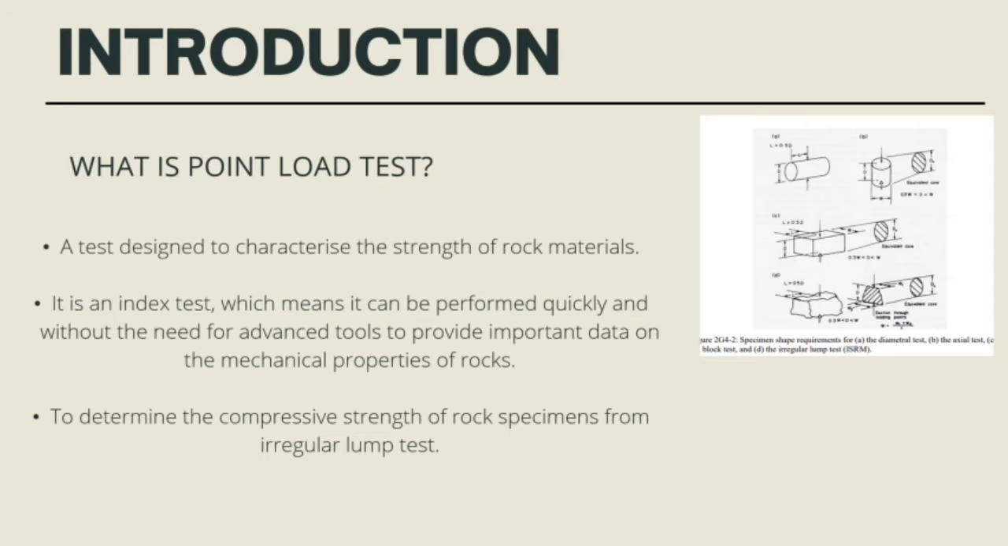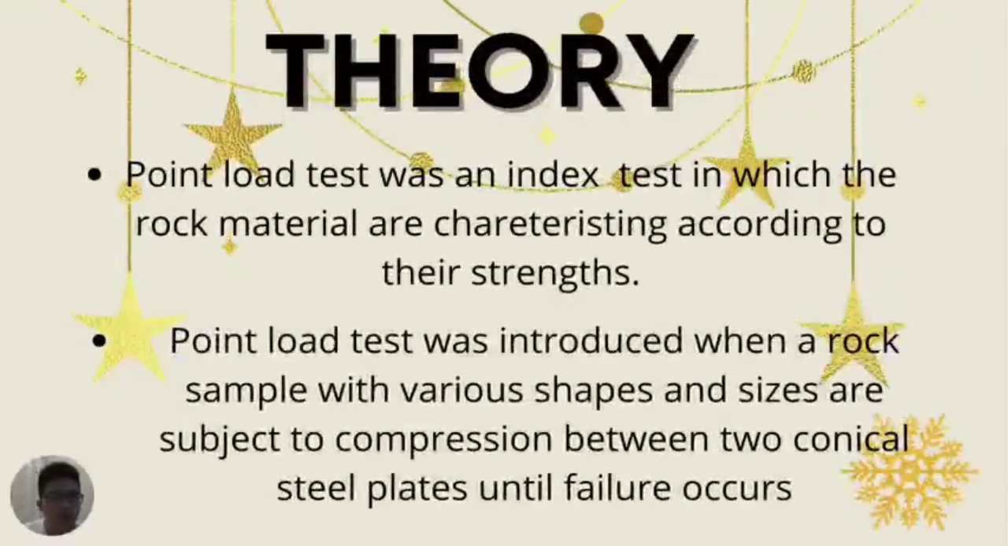In this experiment, we are required to determine the compressive strength of rock specimens from irregular lump tests. The theory for this test is that the point load test is an index test in which the rock materials are characterized according to their strength. The point load test is performed when a rock sample with varying shape and size is subjected to compression between two conical steel platens until failure occurs.